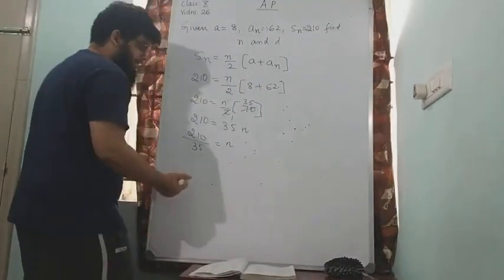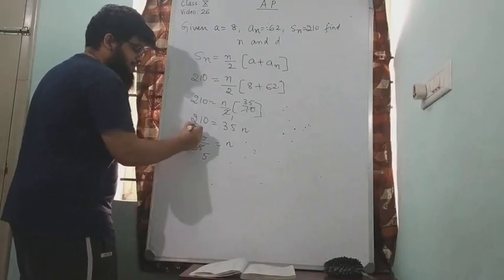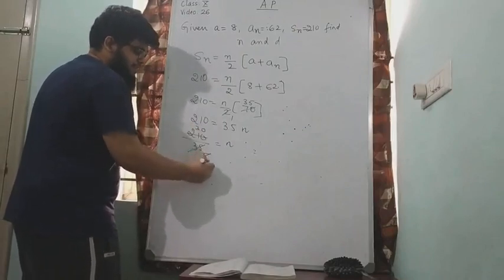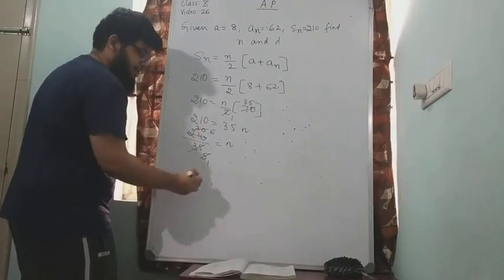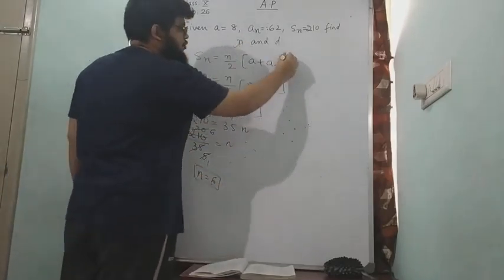So you can go with the table of 7 first. 7 5s are 35. 7 3s are 21, 0 as it is. 5 1s are 5. 5 6s are 30. So the value of N becomes 6. So N we have completed. Now you should find out D.